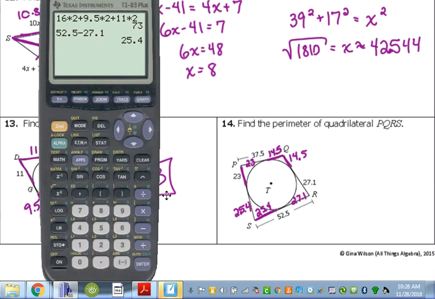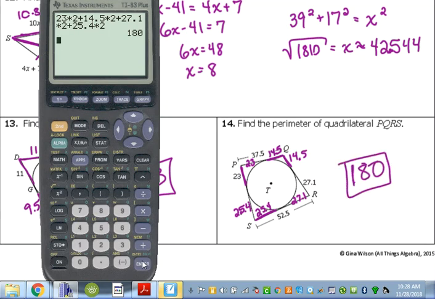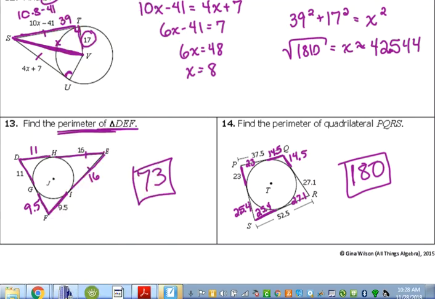Now we can find the perimeter by just adding up all those values. 23, we've got 2 of those. We got 2 of the 14.5. We got 2 of the 27.1. And we got 2 of the 25.4. So that gives us 180 for that whole quadrilateral.